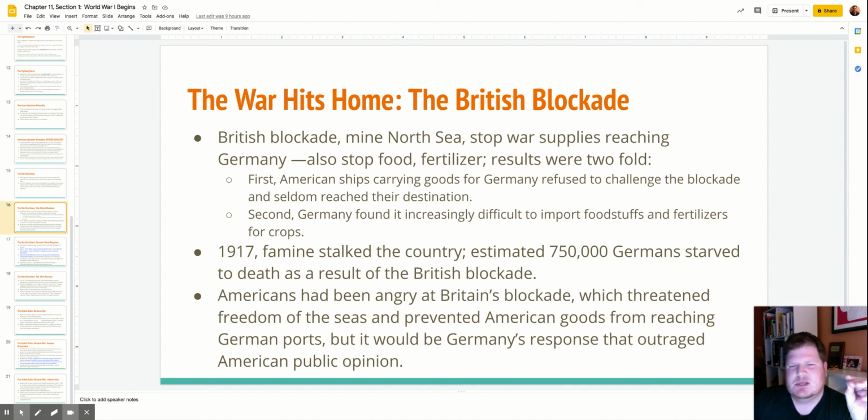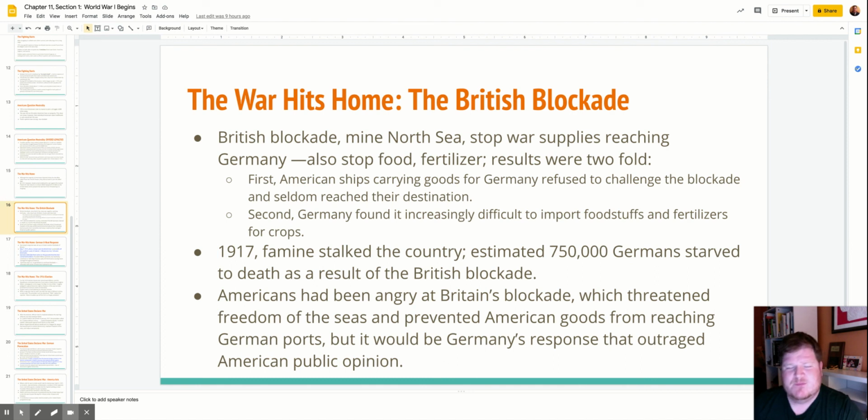First, any American ships carrying goods for Germany refused to challenge the blockade. So America was like, we're done with that. We're not going to help you out there, Germany. And secondly, Germany found it increasingly difficult to import foodstuffs and fertilizers for crops as well. So by 1917, we see famine was awry. An estimated 750,000 Germans starved to death as a result of the British blockade.